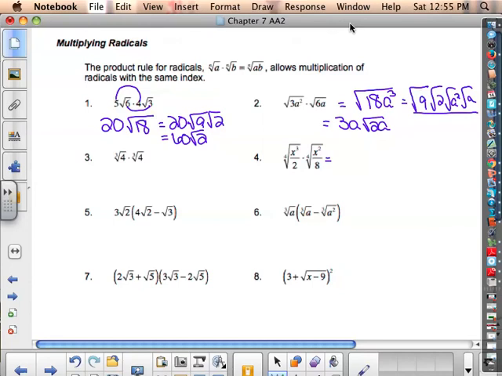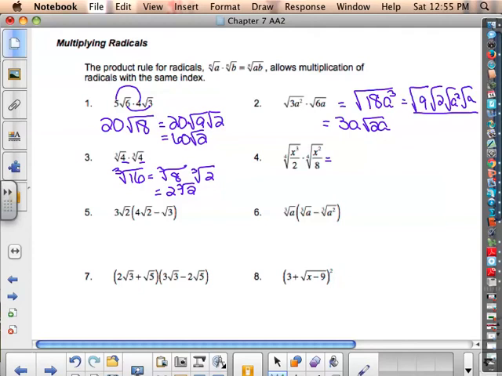Okay, number 3, again, indices are the same, so we can multiply these. That is one thing to remember when you're looking at these like bases: in radical form, we want the indices to be the same. So I have the third root of 4 times the third root of 4. That's going to be the third root of 16. That becomes the third root of 8, times the third root of 2, which is 2 third root of 2 as my answer.